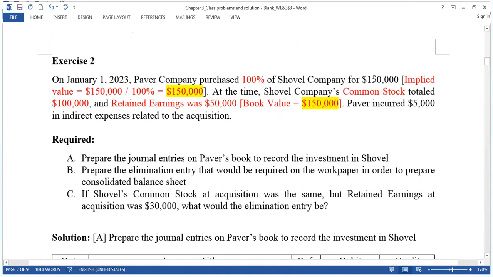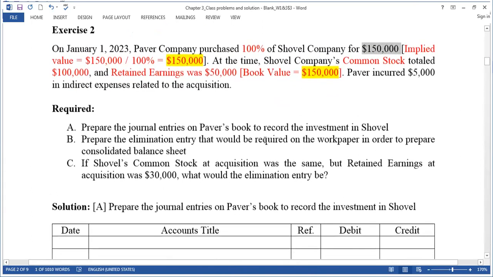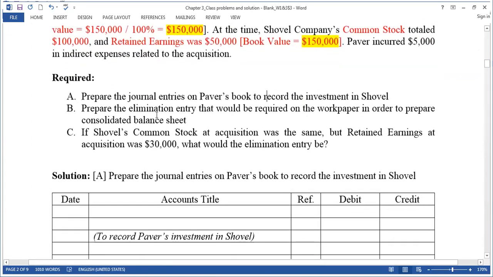So you invest $150,000. What is the journal entry? This is the first requirement. Second requirement, what is the elimination entry? We know that when we prepare the worksheet, we have to eliminate some transactions that already happened, right? So what is the elimination journal entry?